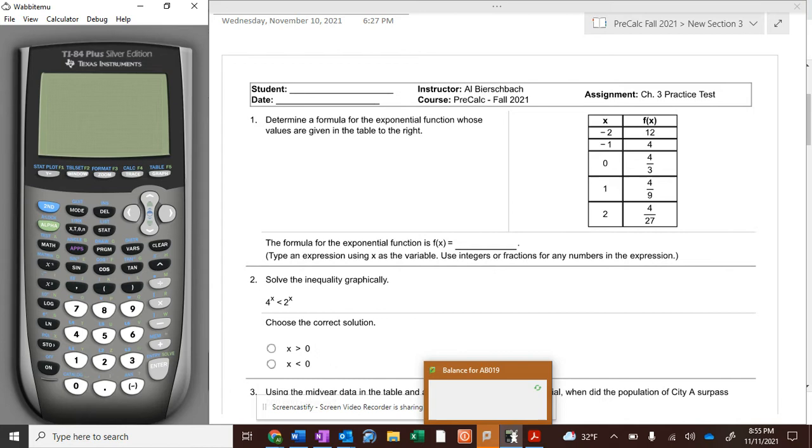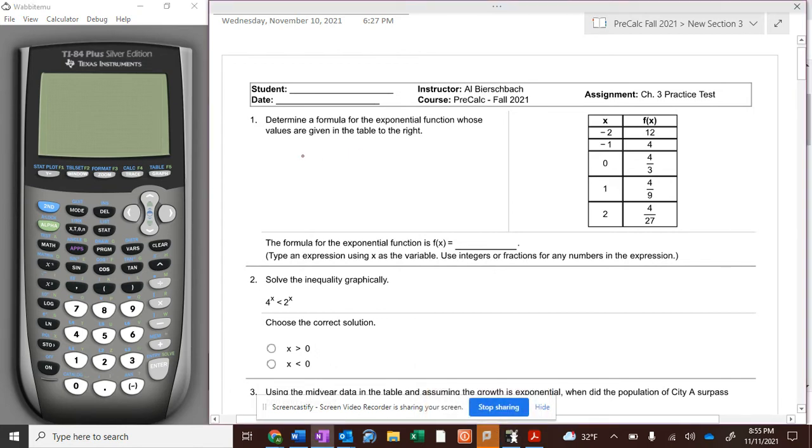So here we go. We start out with an exponential function, y equals A B to the x power. Now, when we have a 0 for x, we know what A is right off the bat. A is going to be 4/3, because we know 4/3 equals A B to the 0. B to the 0 is 1, so 1 times A, so A is 4/3.